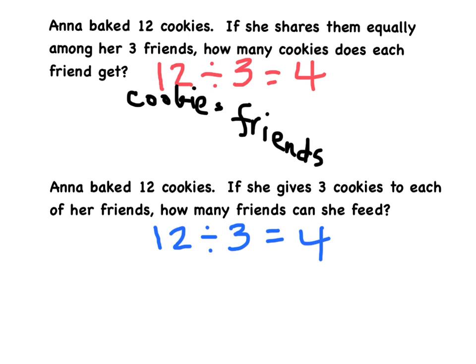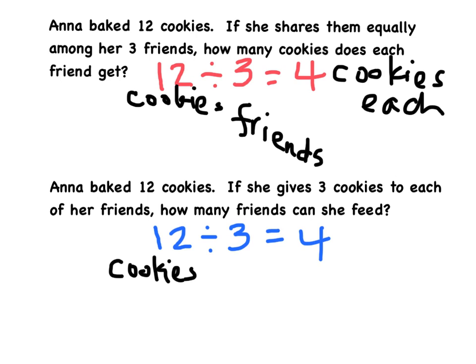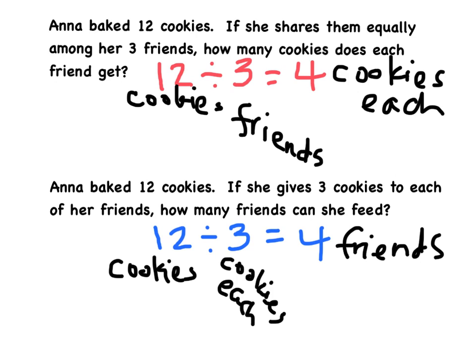So the 4 means that they get 4 cookies each. If we look at this problem down here, though, we can see again the 12 represents the cookies. But here the 3 represents the 3 cookies each. So the 4 in this case actually represents friends. So you can see that even though we ended up writing the exact same equation for both of these problems, our labels or our units end up being different based on the situation in the problem.